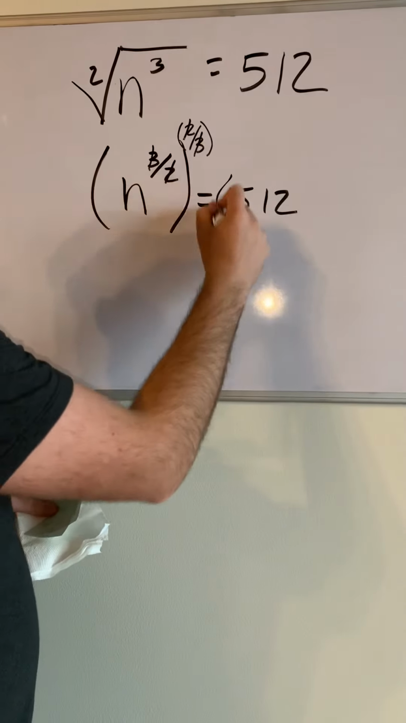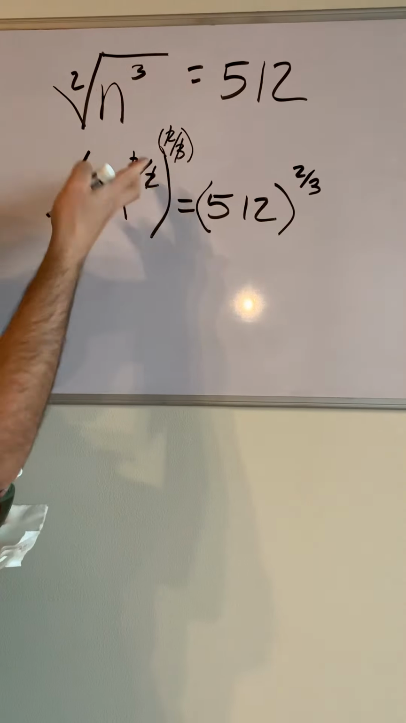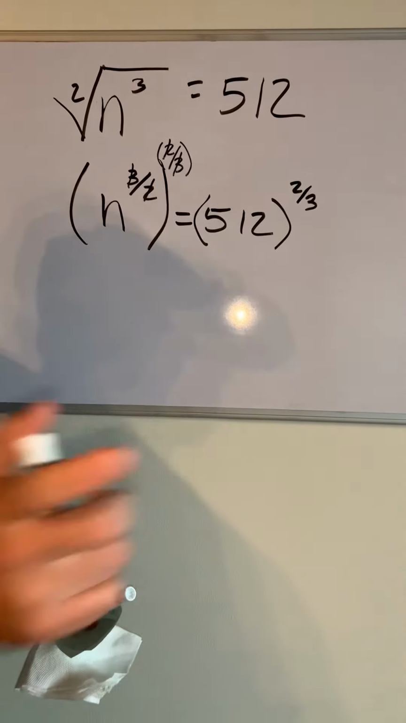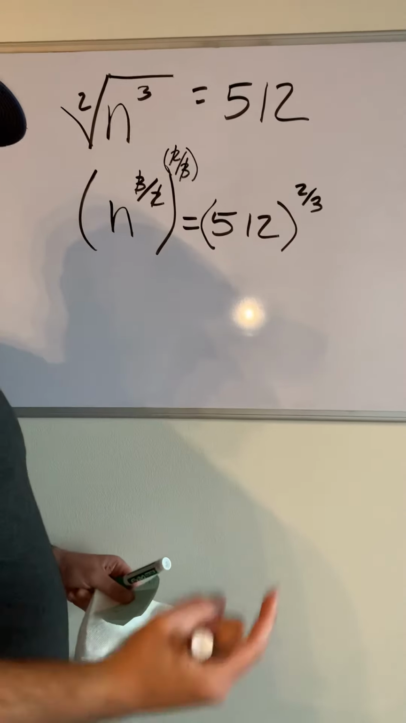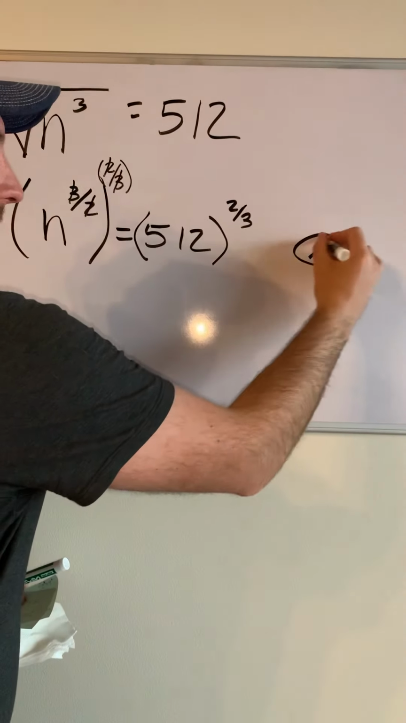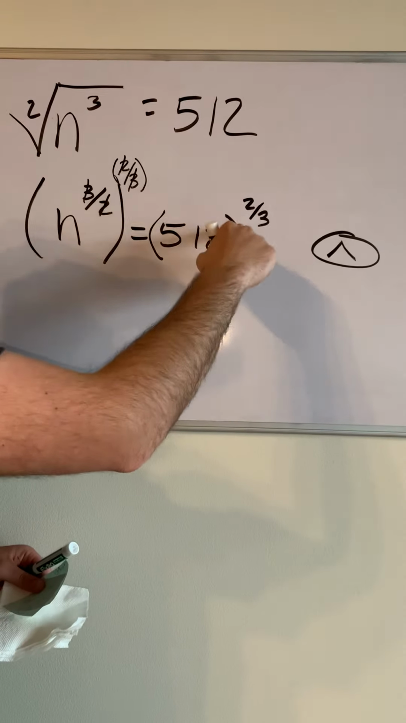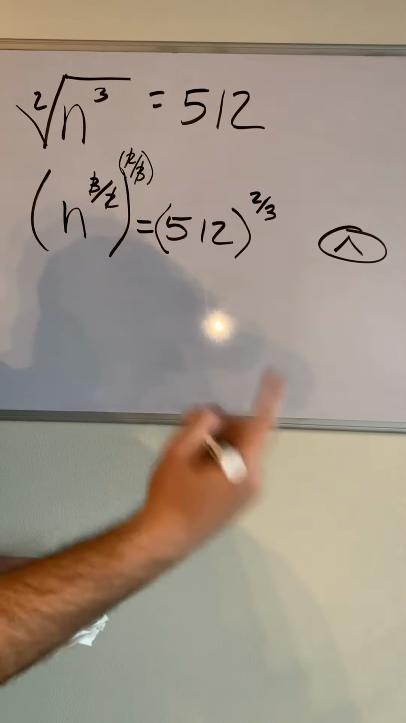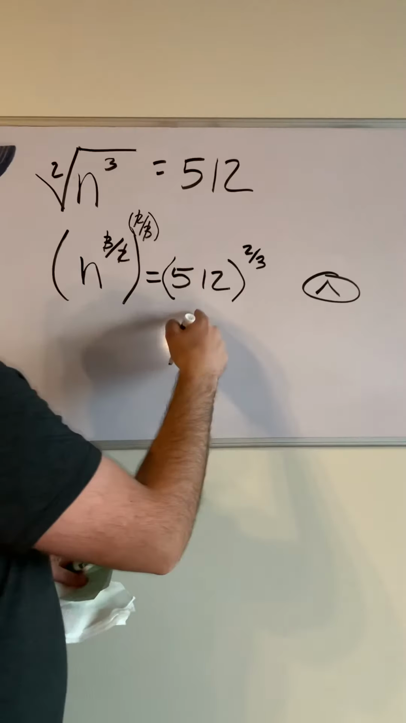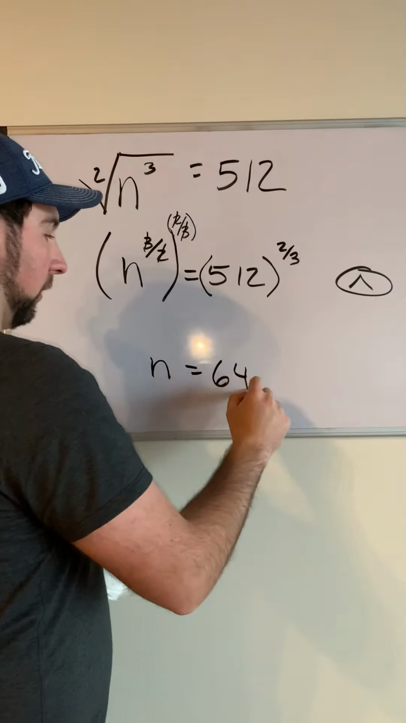Well, if I raise it to that power on this side, 2 over 3, whatever the opposite, just flip that, raise both sides to that power, and you can do this on your calculator. From here, you just type in 512, caret button, that little caret button. On your calculator, type 512, caret, and then parentheses 2 divided by 3. And you can do that on Desmos, on a graphing calculator, however you want. When you type that into your calculator, you're going to get n equals 64.